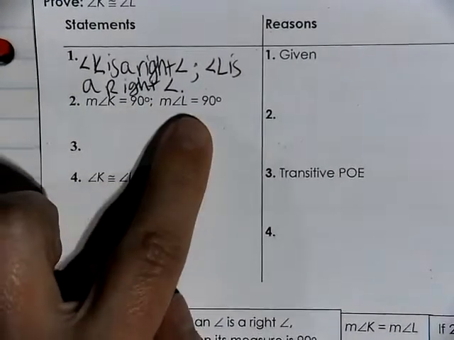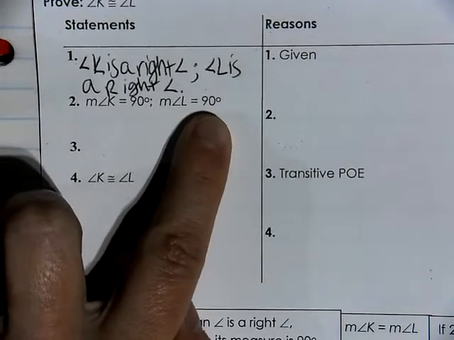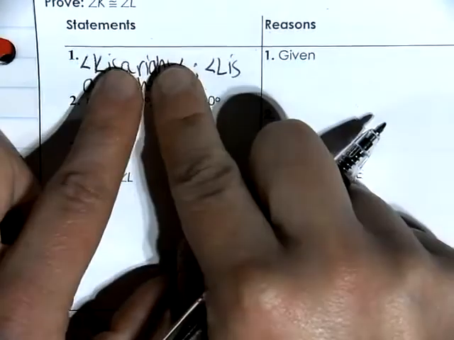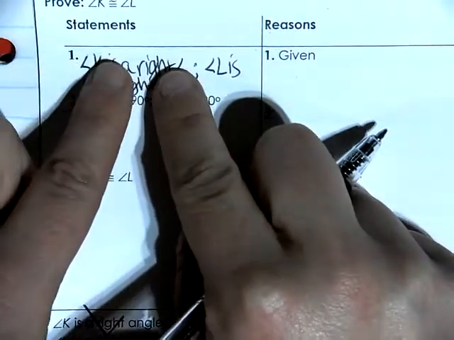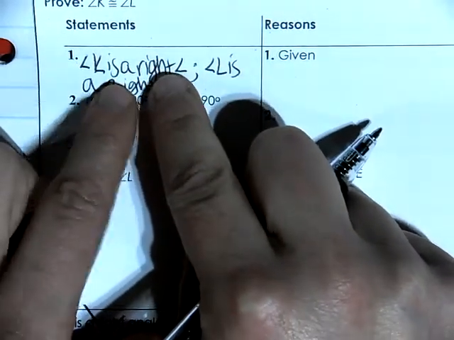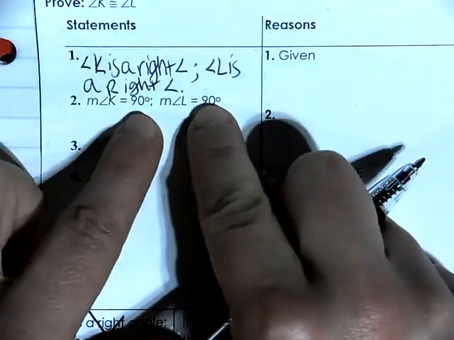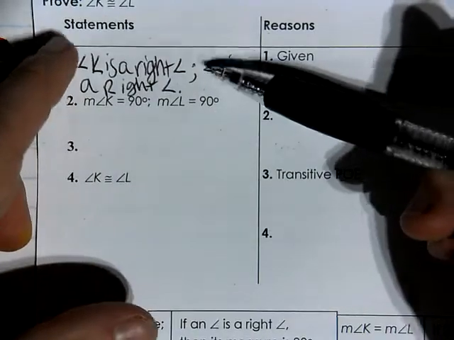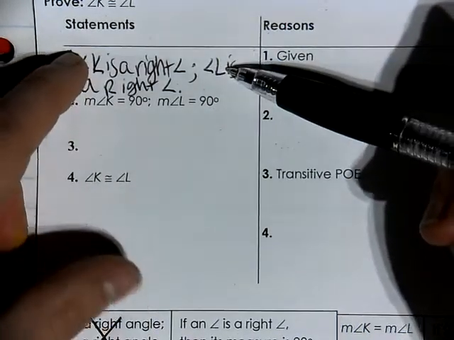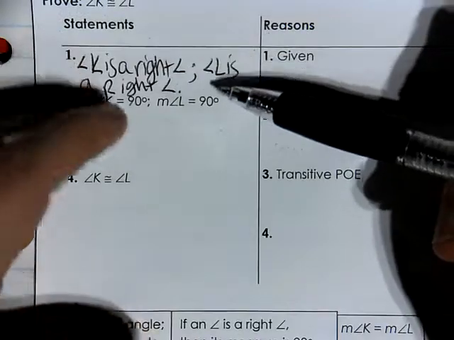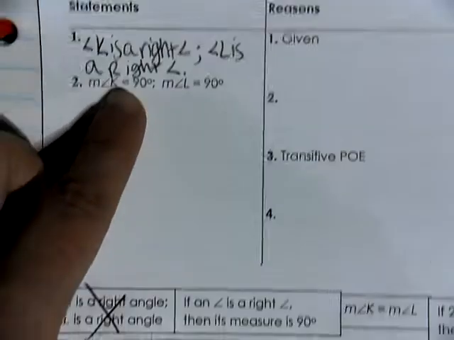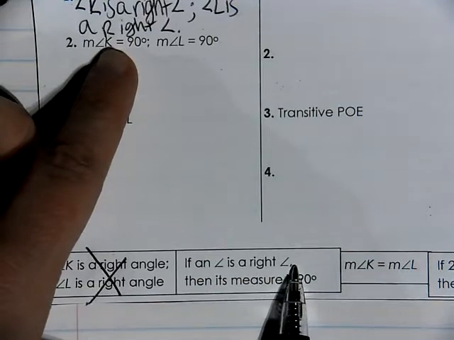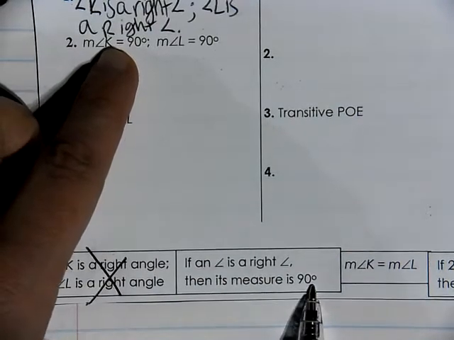So now look at what we have right here. We have the measure of angle K is equal to 90 degrees, and the measure of angle L is equal to 90 degrees. What came before and what comes next? What came before is we're talking about right angles. What came next was the 90 degrees. Whenever you're writing your if-then statements, it's all about what came before and what comes next. What came before, that's the if. What comes next is the then. If an angle is a right angle, then its measure is 90 degrees.